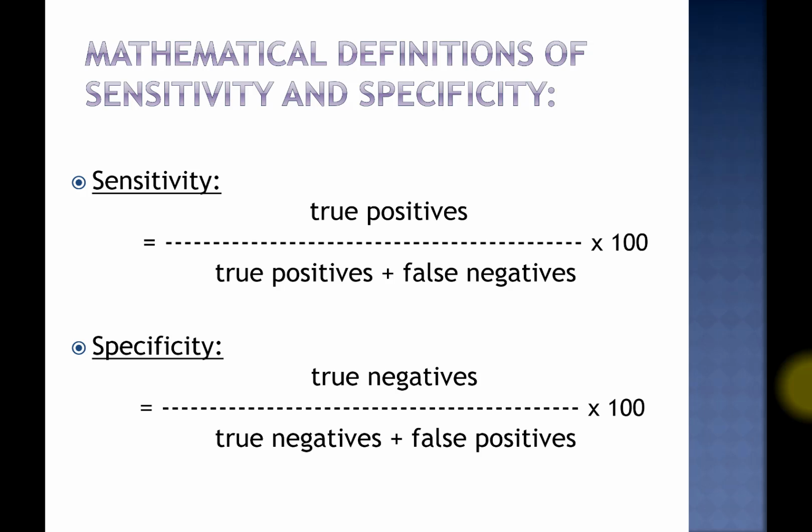For sensitivity, people who truly have the disease and test positive equals true positives divided by true positives plus false negatives. And we always multiply by 100 to turn it to a %. For specificity, people who truly do not have the disease and test negative, it is equal to the true negatives divided by the true negatives plus the false positives, multiplied by 100, because we always want to turn those into %.